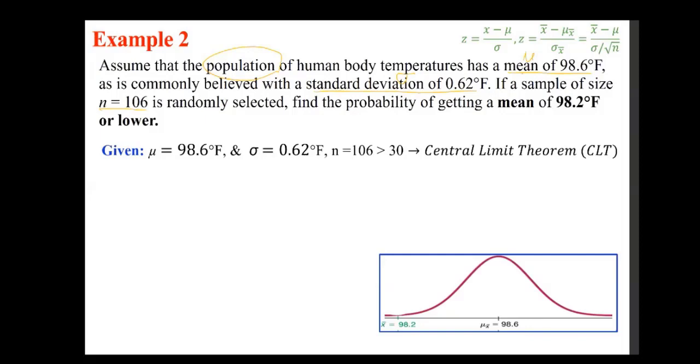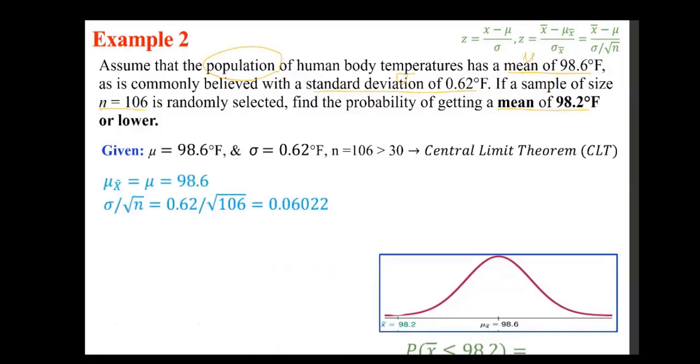So we want the probability of x bar, find the probability of getting a mean of 98.2 or less. So we want to start with this one. We want the probability of x bar being less than or equal to 98.2. If you look at the graph with the given information, this is how it looks, but I'd rather look at the graph when we are dealing with the z-score. And so we have to go from x bar to the z-score.